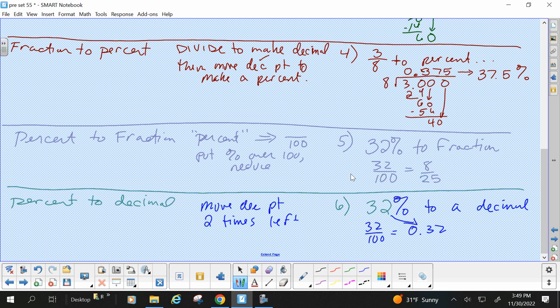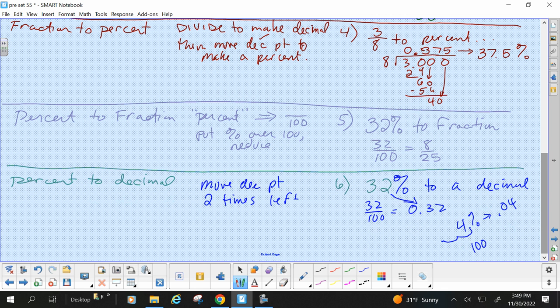So, for example, if I said, hey, what's 4% as a decimal? It's 0.04. If I said, what's 100% as a decimal? It's 1.0. All of it. Yeah?